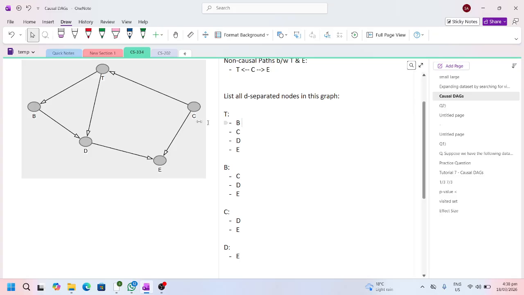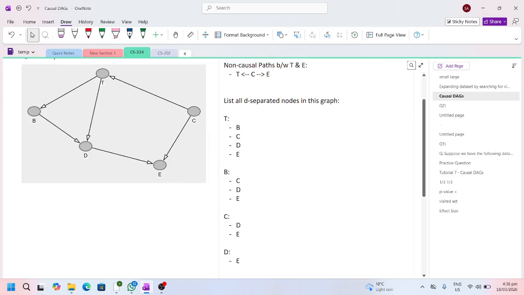All right, so let's get started with T and B. We know that two nodes are d-separated, and that means that they are independent of each other. In the definition in the slides too, this is how you check two nodes are d-separated if and only if either there exist no paths between them or all paths between them are blocked by a collider. All right, so let's check for T and B.